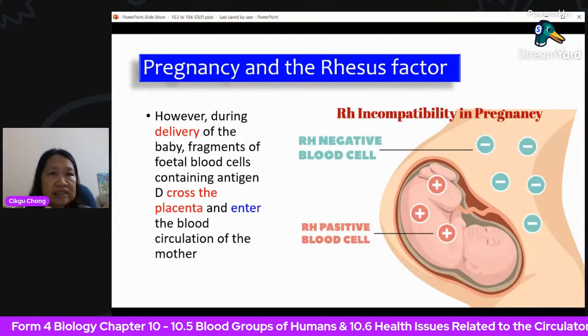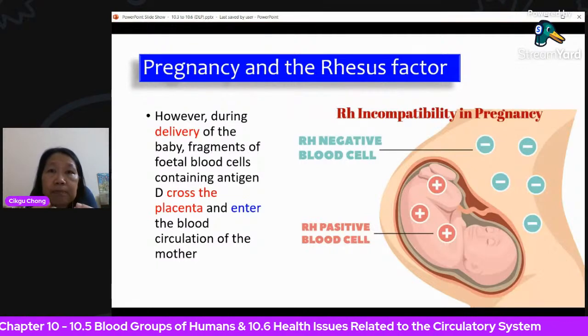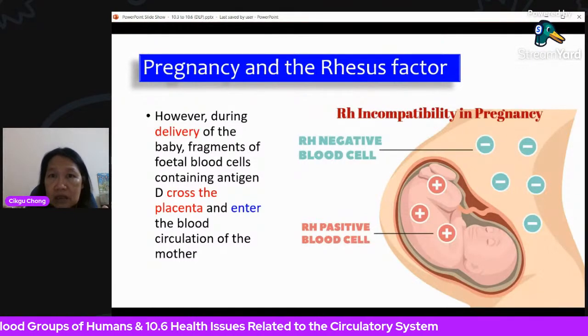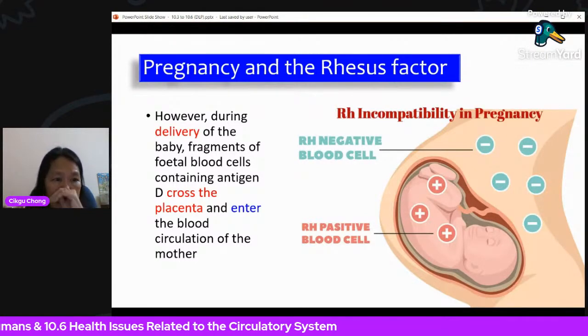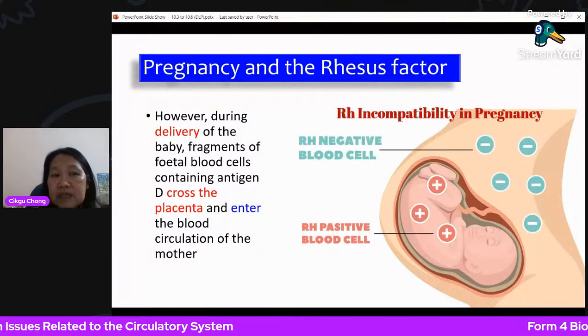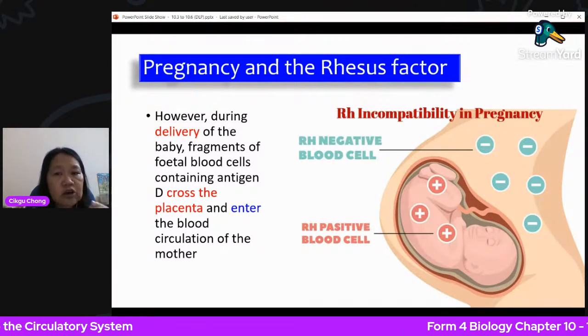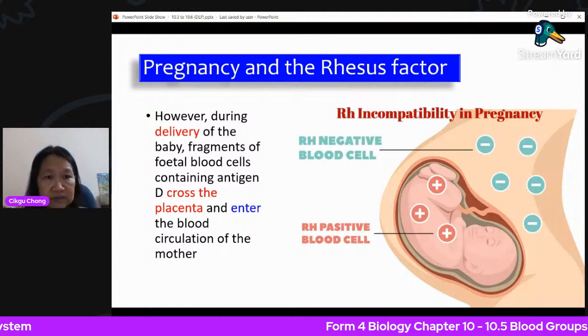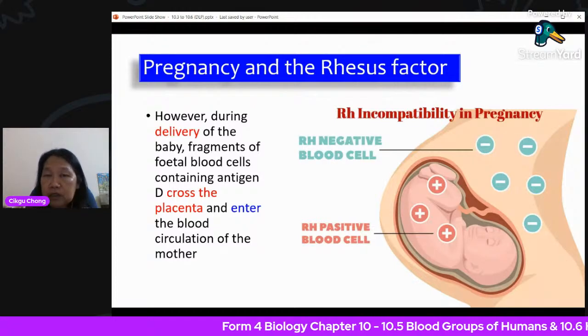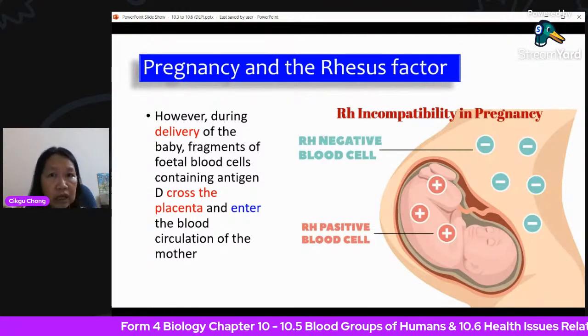The placenta is going to actually detach itself. So there's going to be blood vessels broken. Blood vessels will break, right? So fragments of the fetal blood cell. So now the baby's blood has got positive antigen on the surface. Because the blood vessels are broken, the membrane also can be broken.